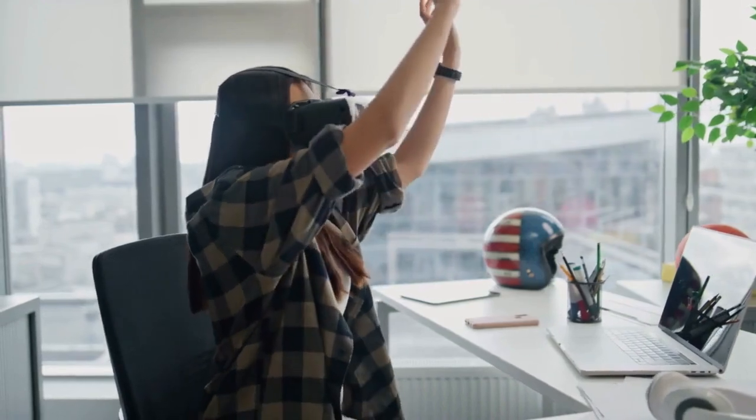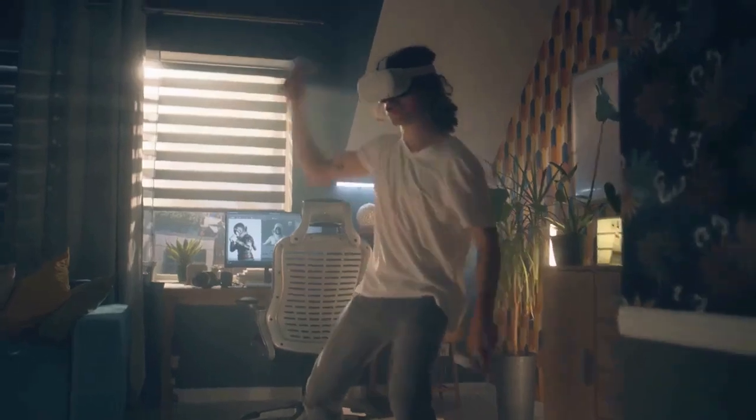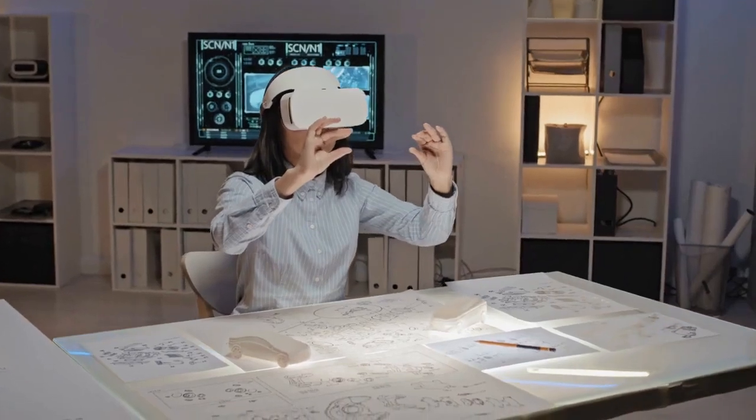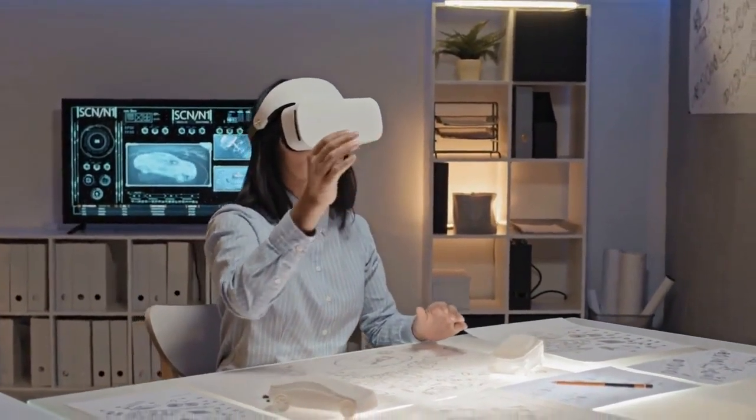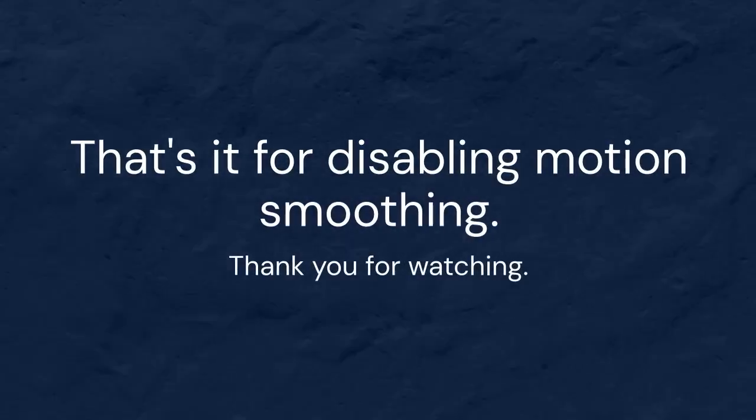Finally, test your game or application. See if disabling motion smoothing has improved your experience. Look for smoother visuals and reduced latency. If you're not happy with the results, you can always go back and re-enable motion smoothing. The Oculus Debug tool gives you a lot of control. That's it for disabling motion smoothing.